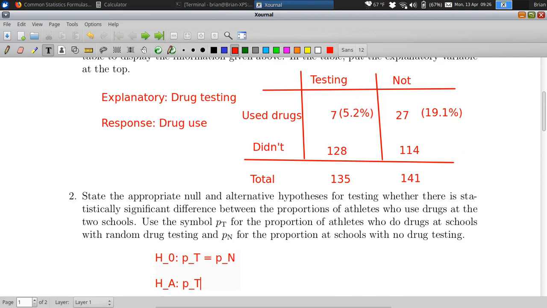If you just think about it for a second, you can probably guess which way the direction goes, right? If you do testing, why are you doing testing? You're hoping to convince students not to do drugs because there will be consequences if they get caught. And so the proportion who do drugs, the P, should be lower if you do testing, so it should be less than if you don't do testing. If it's going to go one way at all, that's the direction it should go. Okay, common sense. So if you can use common sense, then you can do a one-sided alternative instead of a two-sided not-equal-to alternative. Okay, perfect. So there's our hypotheses.